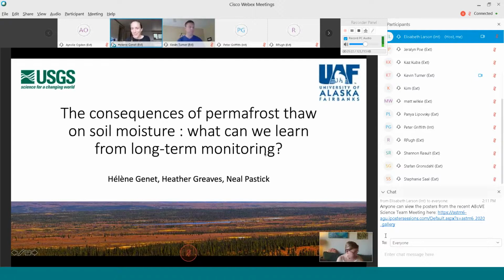From Kevin's scale, we're going to go to the state of Alaska. This large scale analysis is across the entire state. It's a regional analysis, but it can be applied, and you'll see while I present the results that it applies to the Yukon territories and the continuous permafrost zone. So the topic of the talk today is the consequences of permafrost on soil moisture, and what we can learn from long-term monitoring, in that case, in situ long-term monitoring.